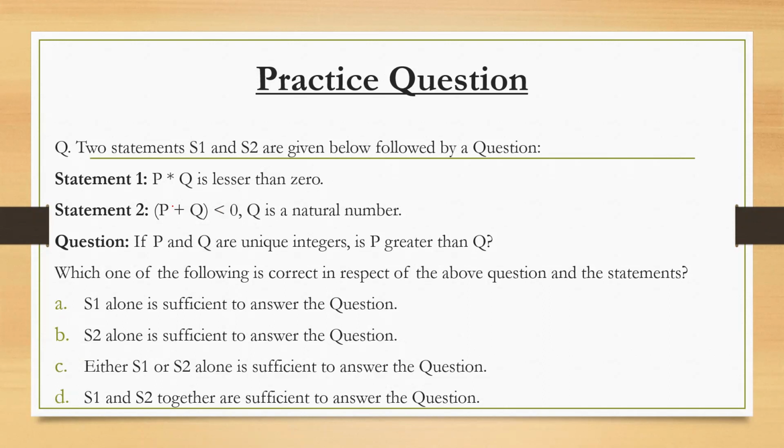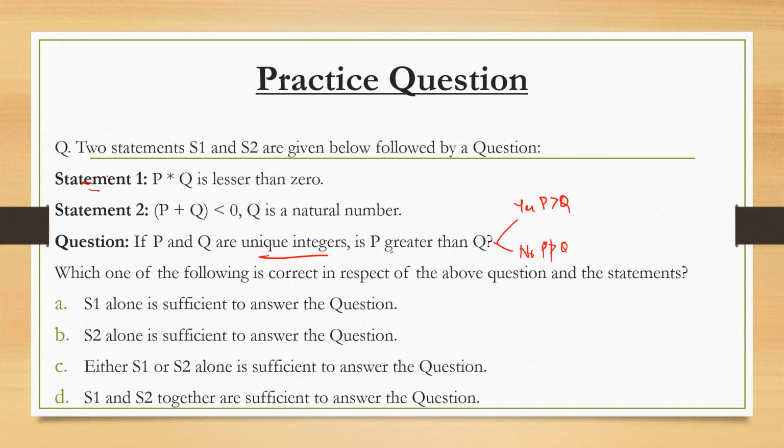All right. So let's see here. Now, if P and Q are unique integers, is P greater than Q? Okay. So either you should get an answer, yes, P is greater than Q. Okay. Or you should get a definite no, P is not greater than Q. Okay. Yes, one of these two answers should be there. Definite answer you should get, right?